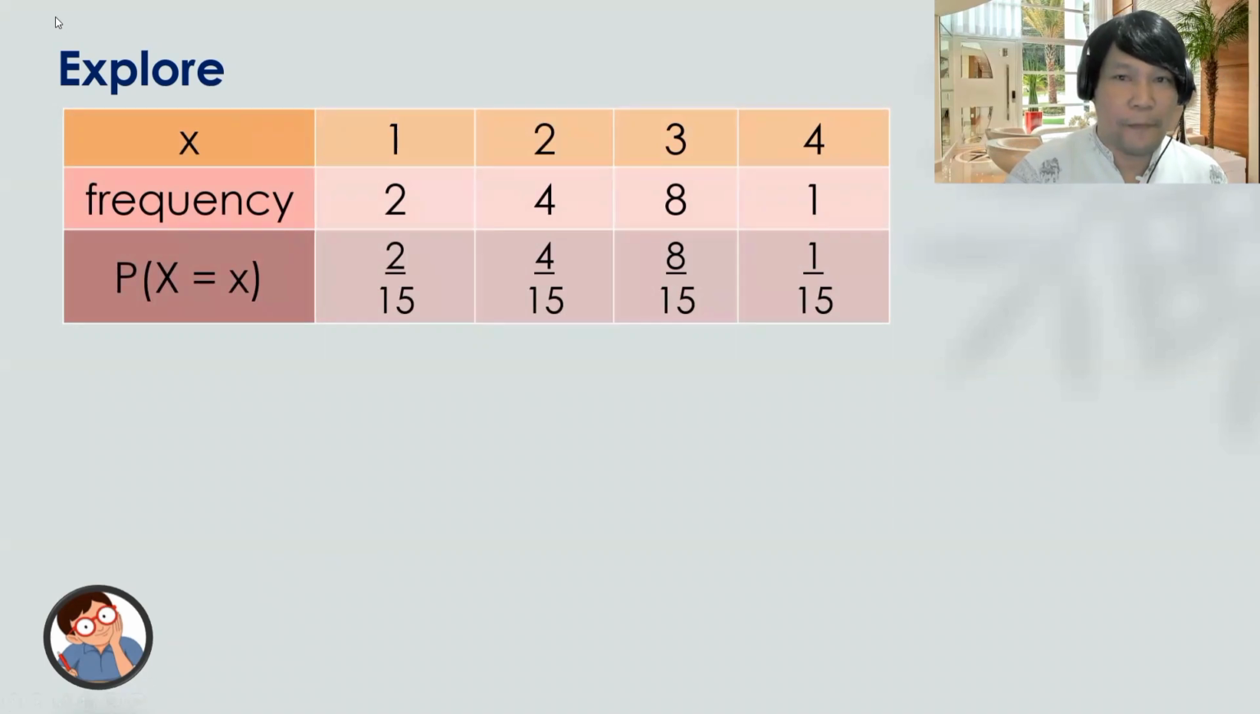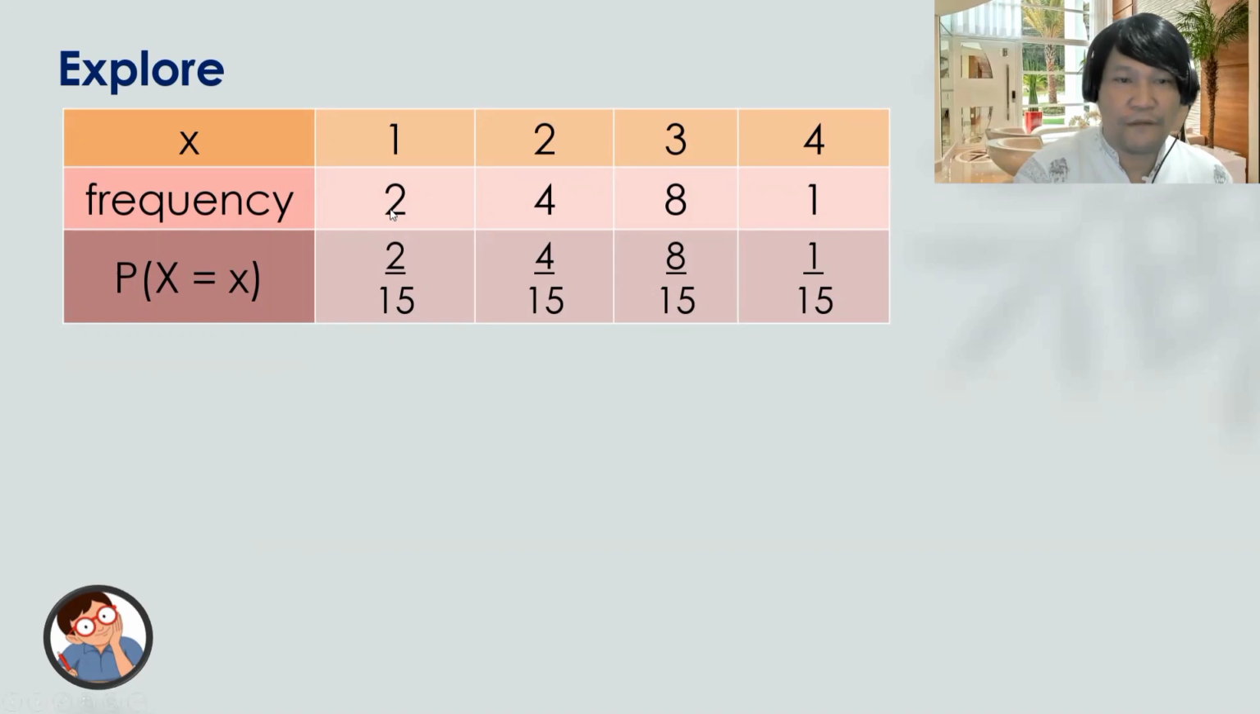Remember, in this concept we have tiles labeled or numbered 1, 2, 3, 4. These represent our random variables. The frequencies are 2, 4, 8, and 1. This frequency will be utilized as our outcome over the total possible outcomes. The total possible outcomes is equal to 15.